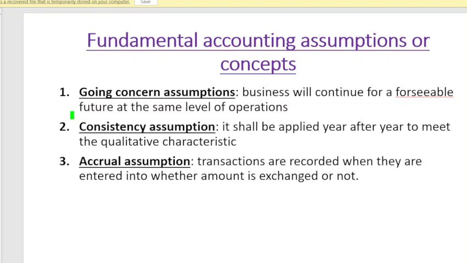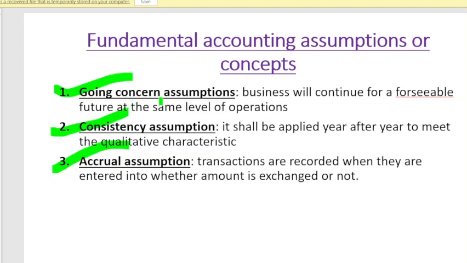Accounting rules are made, but they are based on certain assumptions. Assumptions are something that has been taken as a default. These certain cases will always be there no matter what. So we'll see them here one by one. First, as you can see, is the going concern assumption, then the consistency assumption, and third is the accrual assumption.